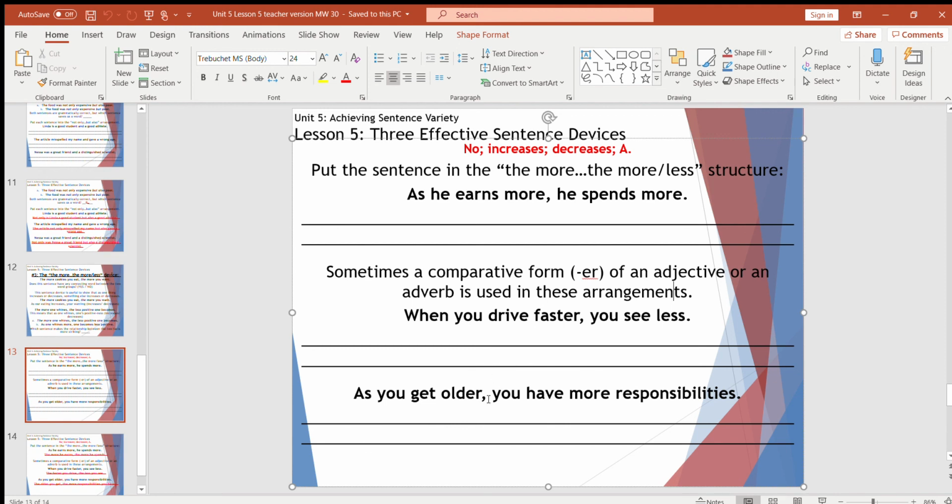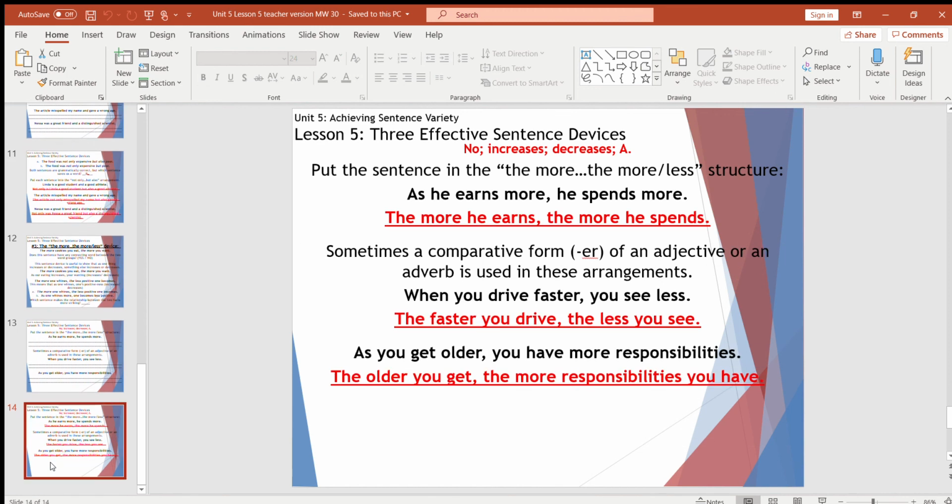And this one, as you get older, you have more responsibilities. So I already see an ER here, so this is going to be what? The older you get, comma, the more responsibilities you have. Okay? So once you follow the pattern, once you understand the pattern, it's not too difficult.